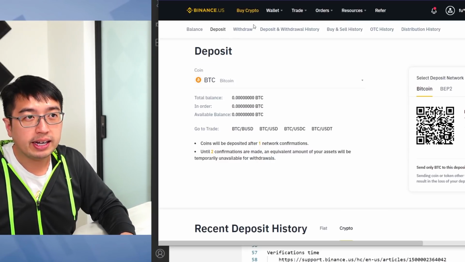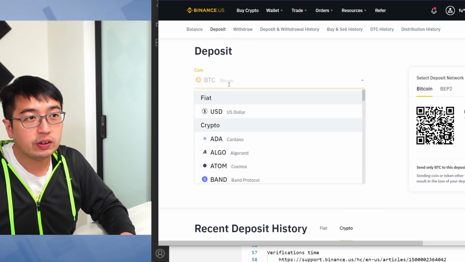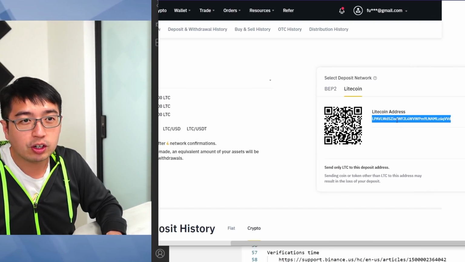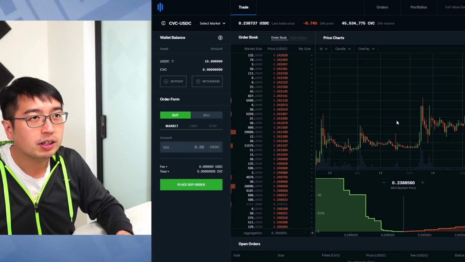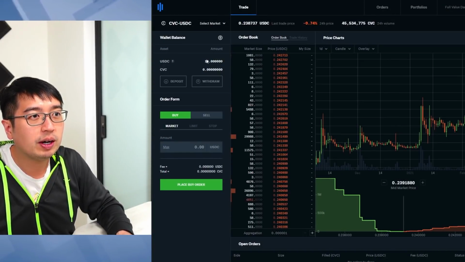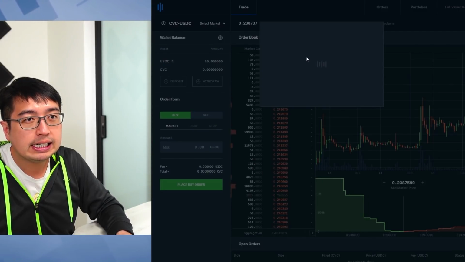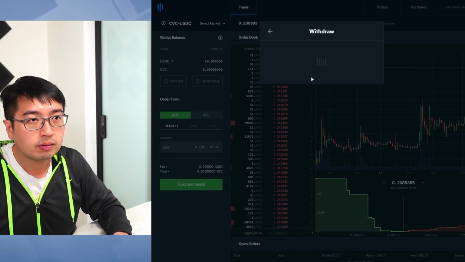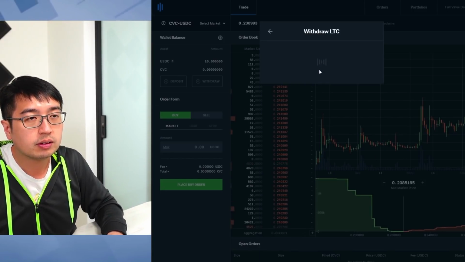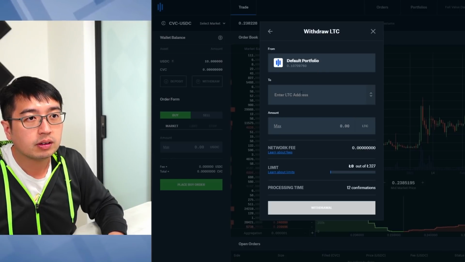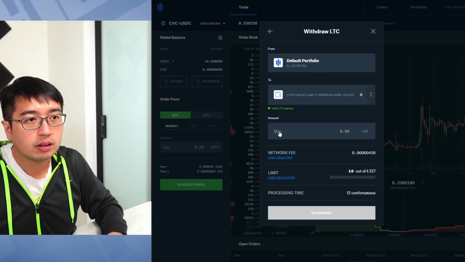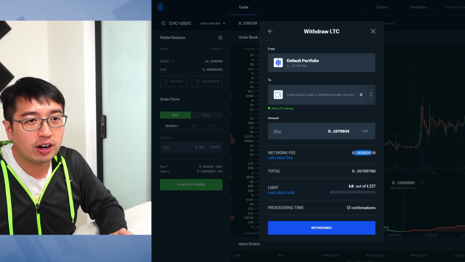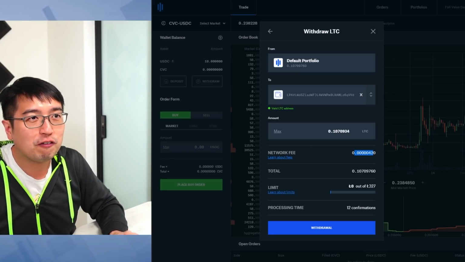So here we are in Binance. We are gonna make a deposit, and down here is a drop down for your coins. I'm gonna look for Litecoin. So here I'm gonna grab my Litecoin address. I'm gonna move back to Coinbase Pro. I'm gonna do a withdrawal. Gonna look for Litecoin. And I'm moving 0.1 Litecoin for a fee of lots of zeros, $4.20.